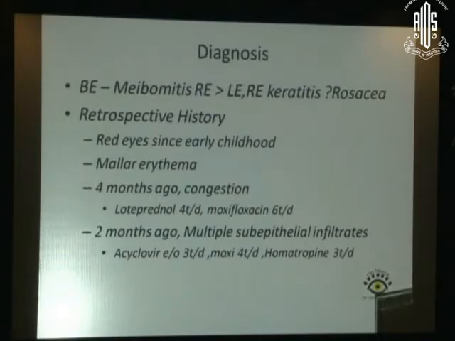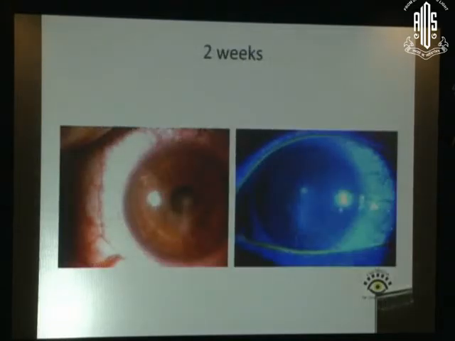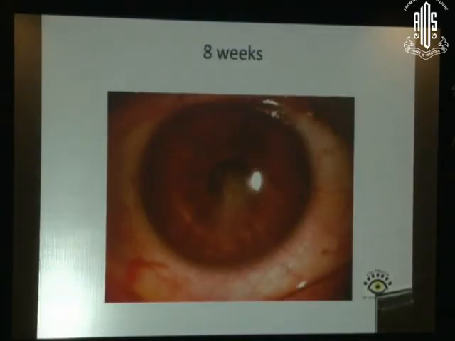So I took the retrospective history. His eyes were red since early childhood, with malar erythema, and in the past he was treated with steroids. Once even antivirals were considered for him. But for this, he was put on doxycycline, prednisolone, and antibiotic therapy along with hot compresses and lid massage. This is the picture after 2 weeks. This is the picture after 8 weeks.